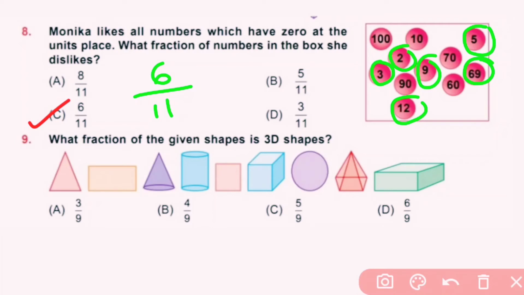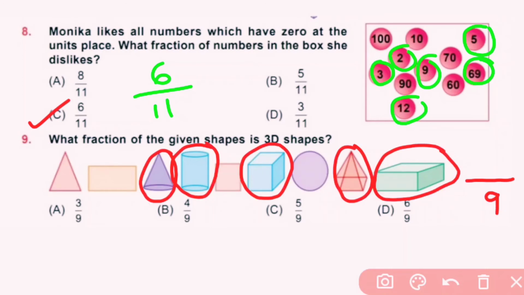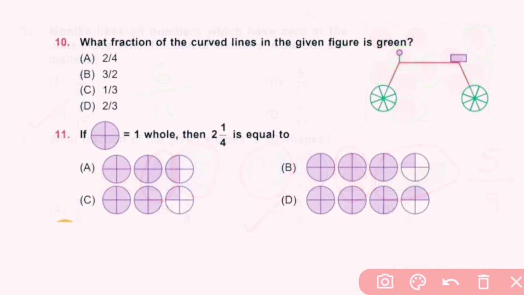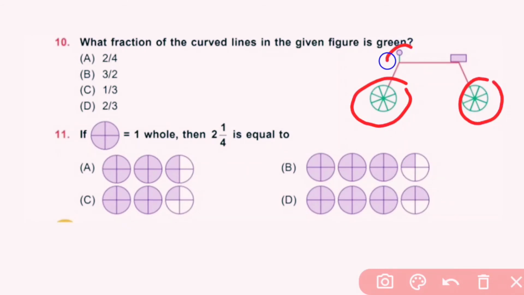Question number 9. What fraction of the given shapes is 3D shapes? So there are a total of 9 shapes and out of 9, 5 shapes are 3D shapes. So the fraction will be 5 by 9. So here C is the correct answer. Question number 10. What fraction of the curved lines in the given figure is green? There are 3 curves given in the figure and out of 3, 2 are green. So the fraction will be 2 by 3. Here D is the correct answer.